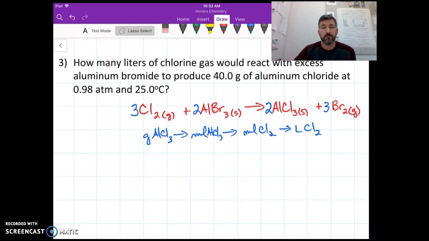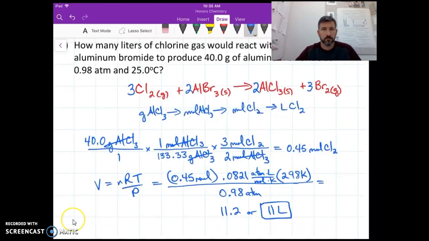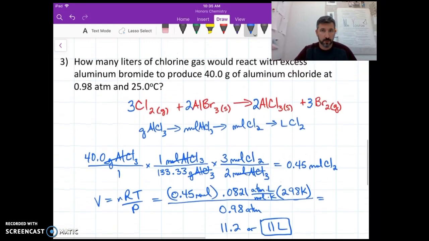Okay, so there's the plan. We're trying to go from grams of AlCl3 to moles so that we can go to moles of Cl2 and then use the ideal gas law to go to liters. So see if you can get your final answer in liters of Cl2. Okay, so there's my final answer, 11 liters with 2 sig figs.